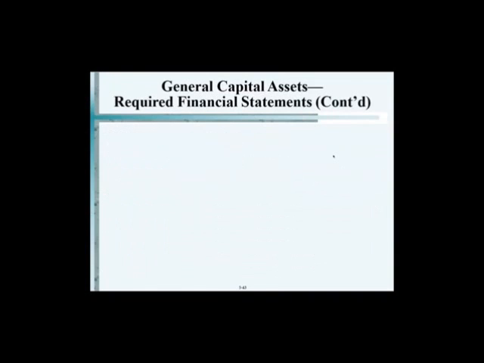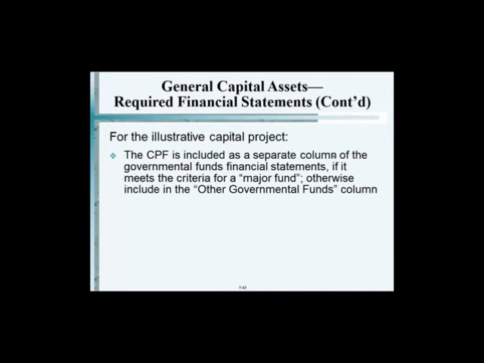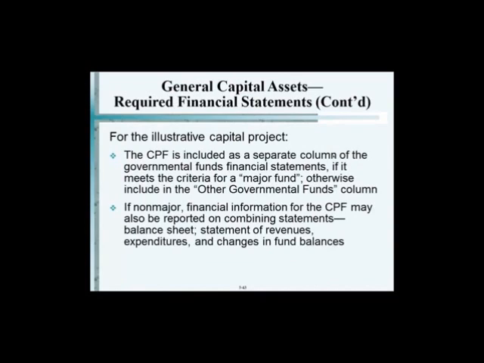Everybody know about major and non-major funds, right? If the capital projects fund is a major fund, you show it as a separate column. If it's not, where does it go? Other non-major, right? Category. And when it goes there, where do you have to show it? In the combining statements. What are the combining statements? If something is not major, it shows up in the combining statements, which is like a supplementary schedule with all the information. Okay.